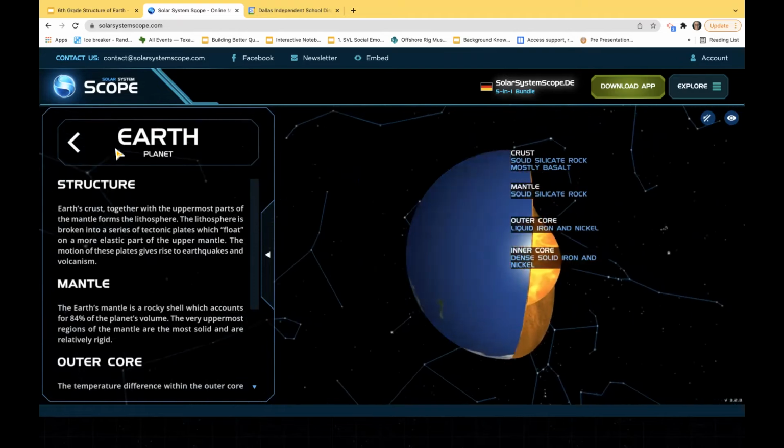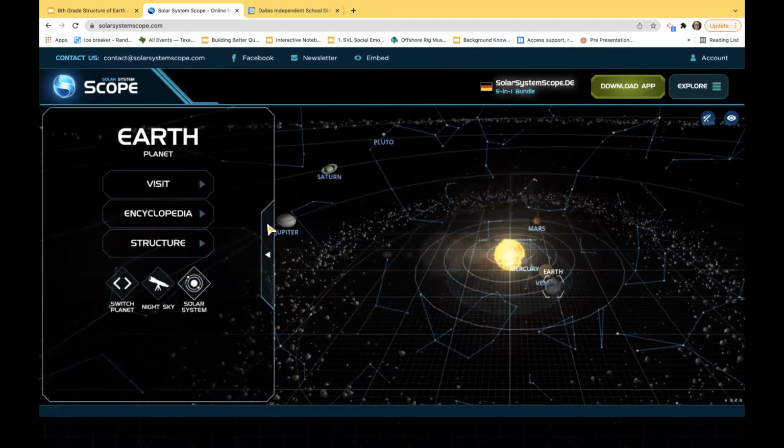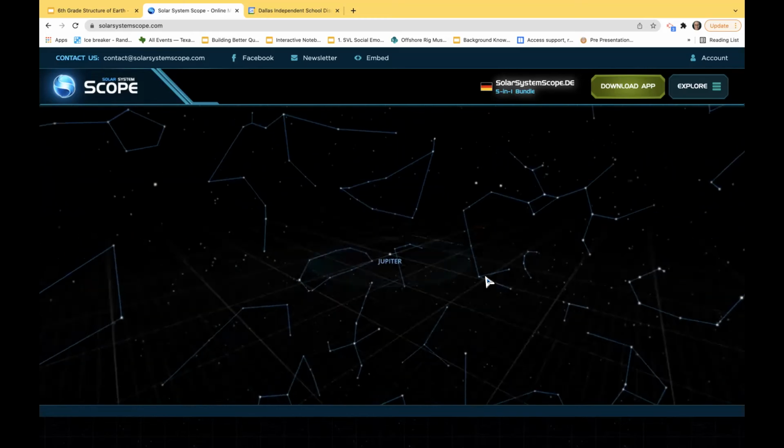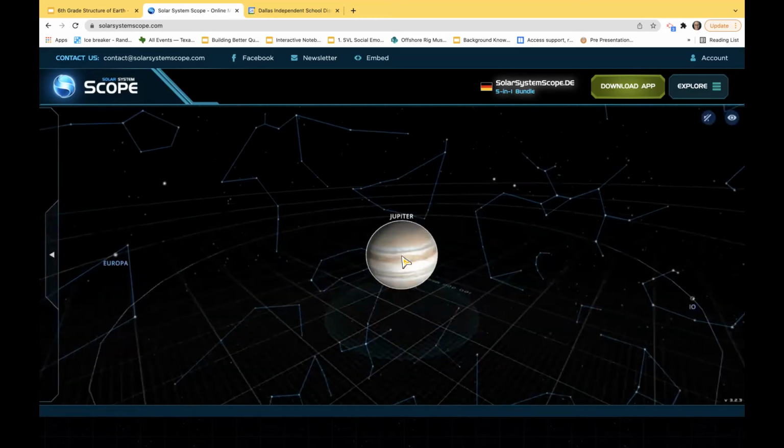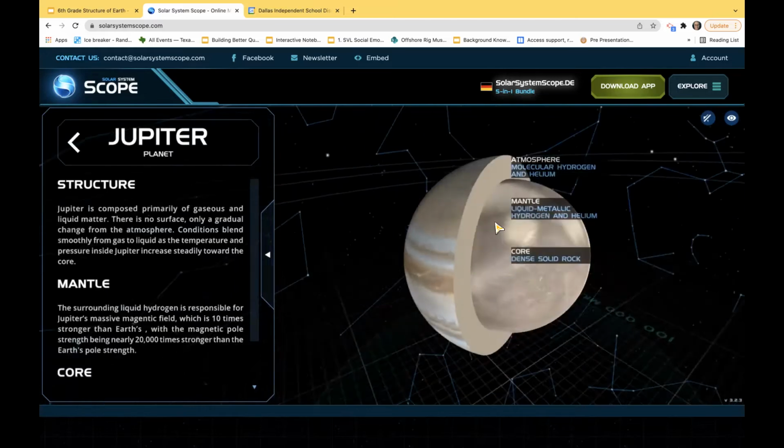And on your own time, you guys can explore this website. You can also compare and contrast the interior of all the other planets as well and see how it compares to Earth. So again, I highly encourage you guys to look at that.